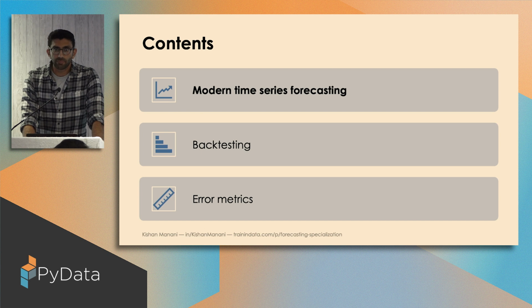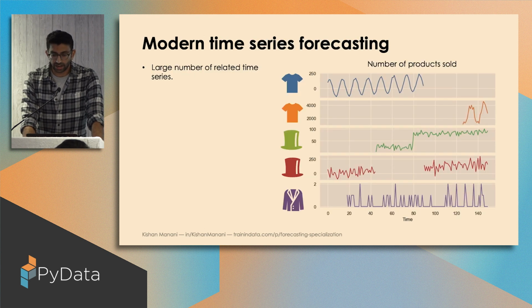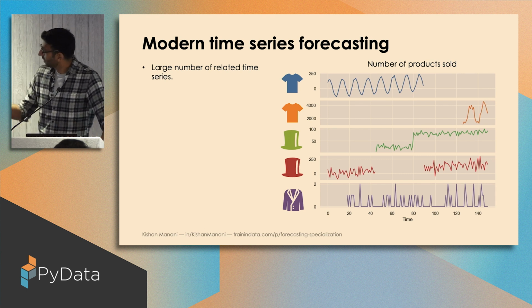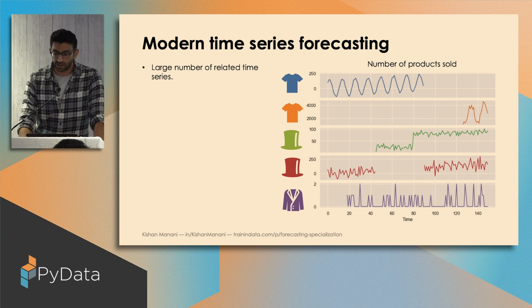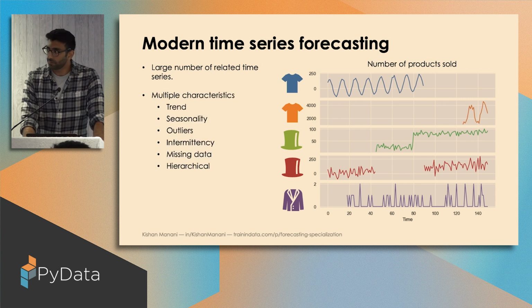So I want to start by talking a bit about modern time series forecasting, by which I mean a use case where you have a large number of related time series. This contrived example here is a retail example. Imagine you're a fashion retailer, you have a large catalog of products, potentially tens of thousands on your website, and you're interested in predicting the future demand of those products. Now, these time series can contain a large variety of different characteristics like trend, seasonality, outliers, intermittency.